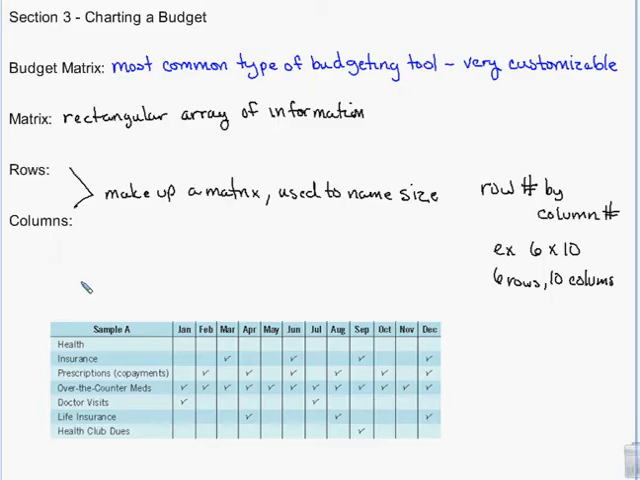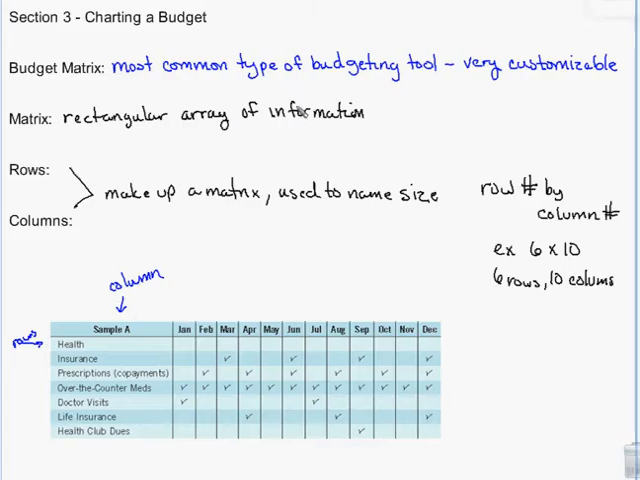So when we talk about matrices mathematically, they can be used to solve systems of equations, and they can be used to do other kinds of mathematical calculations, and we name them. 6 by 10 would be a 6-row, 10-column matrix. So that tells you how big it is. These are rows, and these are columns, but you probably already knew that.